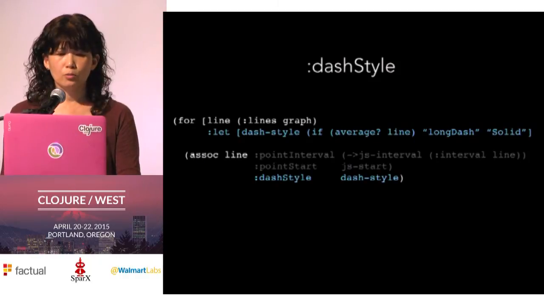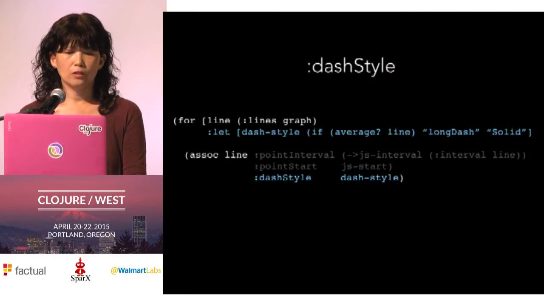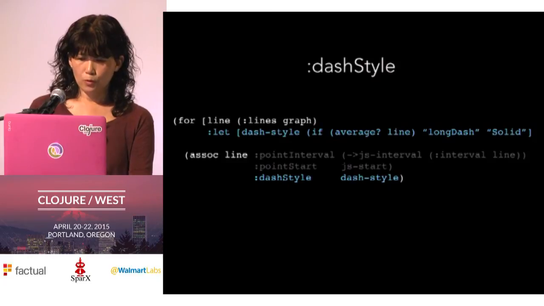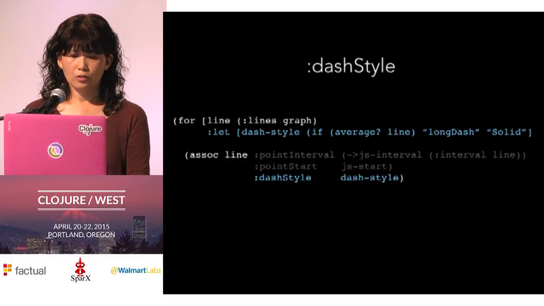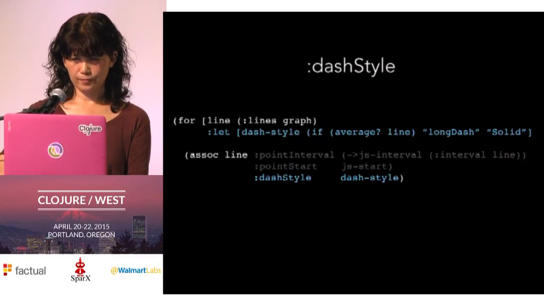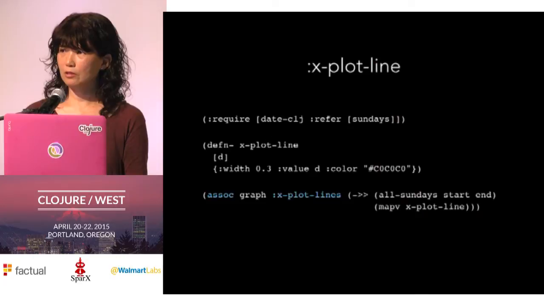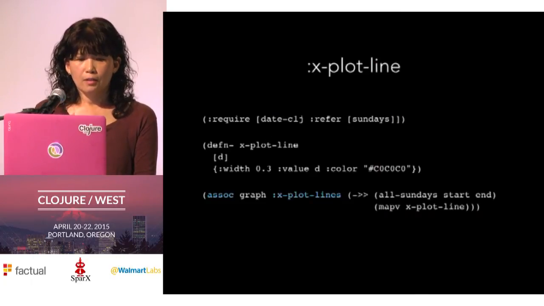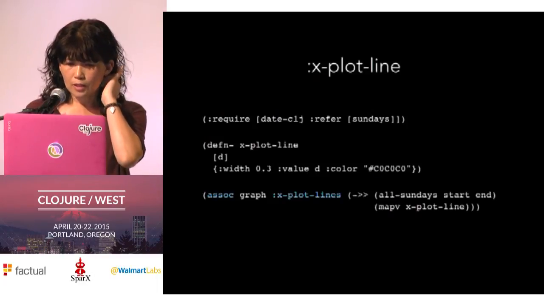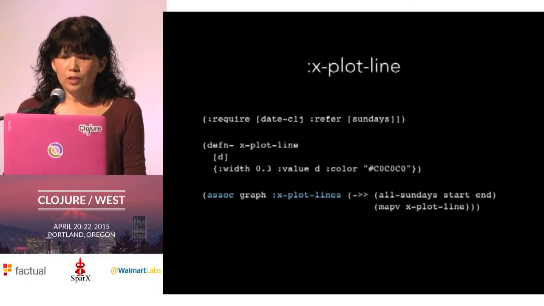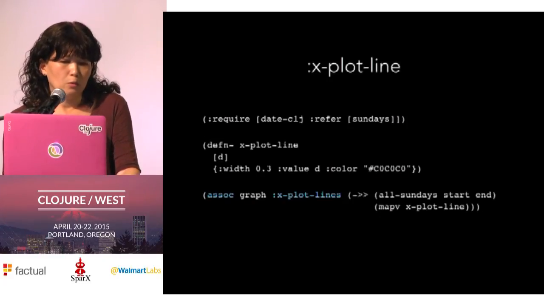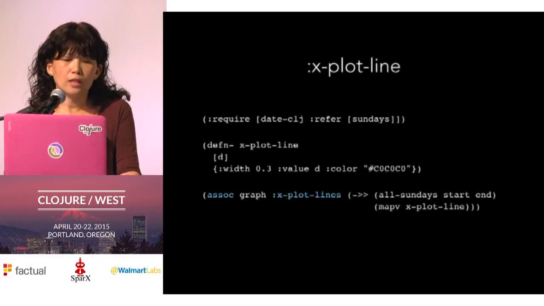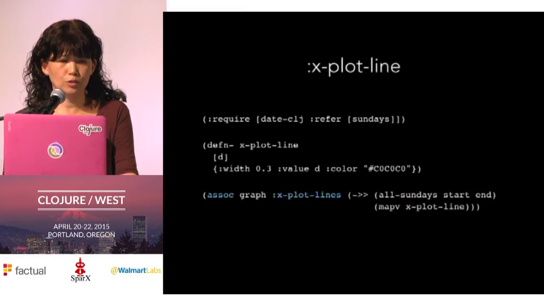Aside from y-axis computation, another thing we do is add a long dash line. For an average line, you can assoc the dash style key and a styling string into a line. Did I just say assoc? I'm sorry, associate. Another thing I did not too long ago was adding an x plot line to the graph. I computed all Sundays from start to end date and mapped the date for Sundays and color. It's easy to create and manipulate a Clojure data structure converted into a JSON string.